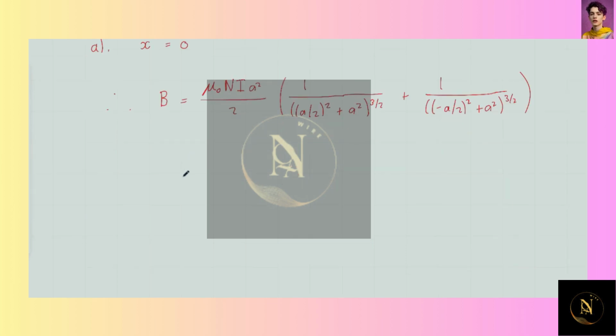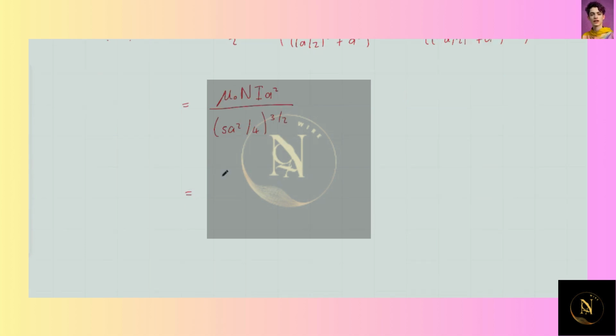And so simplifying this, we get the magnetic field at point P will be mu naught N I a squared all over (5a squared over 4) to the power 3 over 2. And we can simplify this even further, and this becomes (4 over 5) to the power 3 over 2 times mu naught times the number of turns N times the current I over the radius a. And so we have an expression now for our resultant magnetic field at point P.